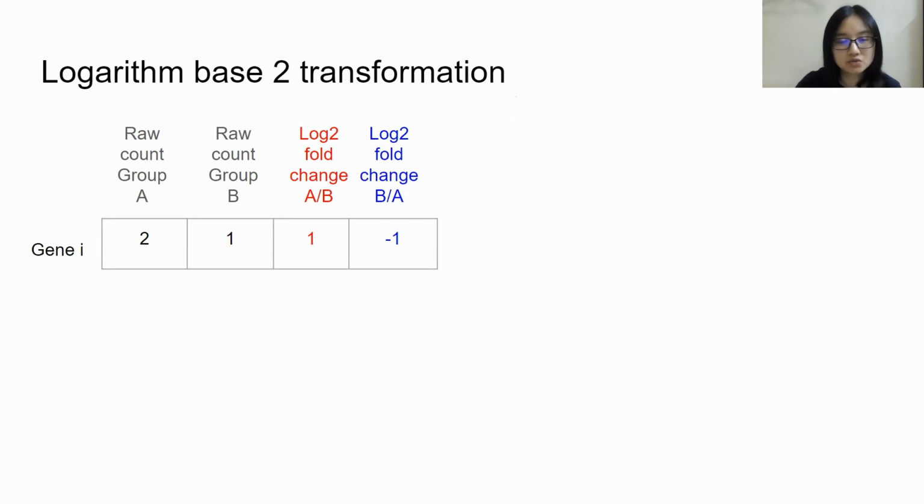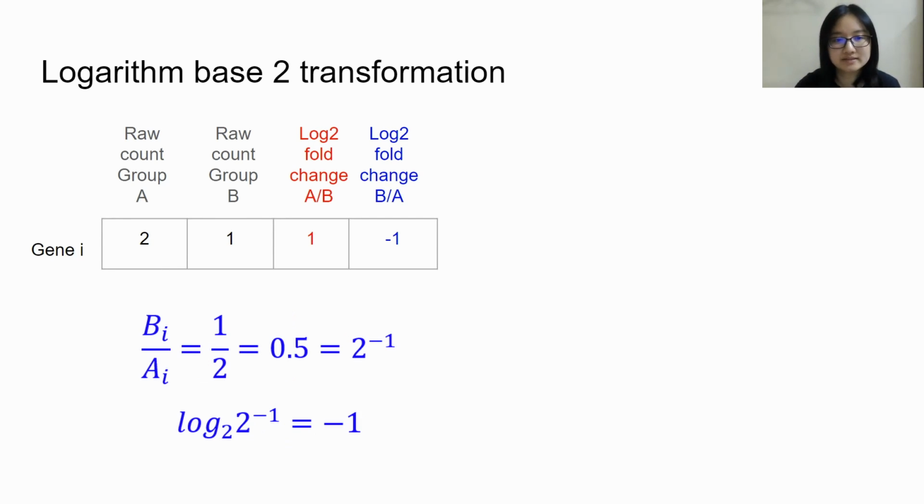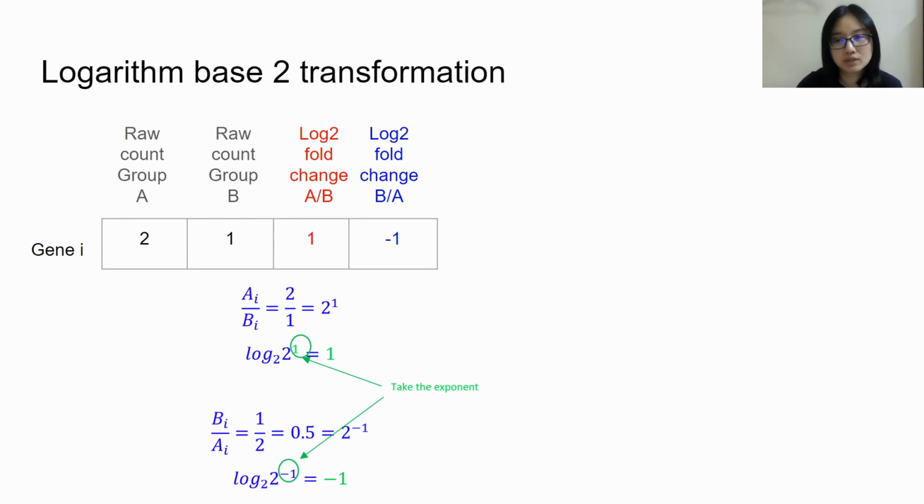That's why we use the logarithm base 2 transformation, which means we convert the value into base 2 and then log2 transform them. Here's the example: A versus B is 2/1, which gives 2, and the log2 of 2 is 1. For the reverse, 1/2 is 0.5, and the log2 of 0.5 is -1. So the log2 transformation is the way where we take the exponent of the power of 2.